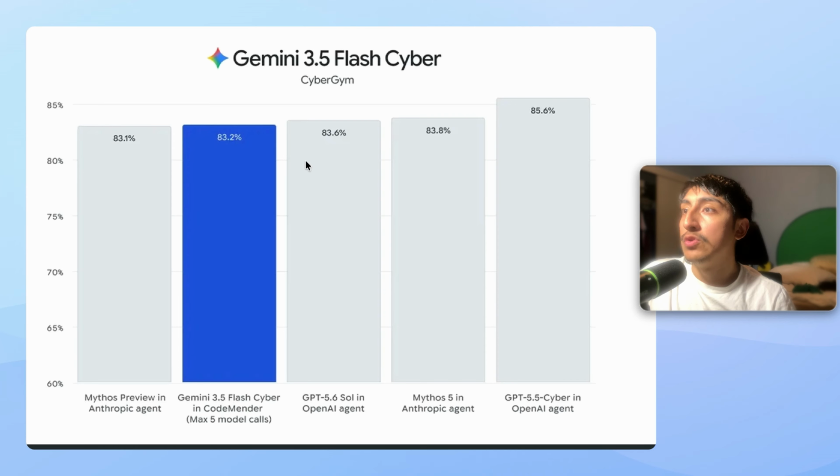GPT 5.6 Soul comes in at 83.6%. And Mythos 5 comes in at 83.8. GPT 5.5 Cyber comes in at 85.6. So the real selling point when it comes to this model is that it's efficient. It's a small specialized model that comes within 2.4 points of the best frontier models on the board. Unfortunately, it will be exclusively available to governments and trusted partners via CodeMender soon as part of the limited access pilot program.